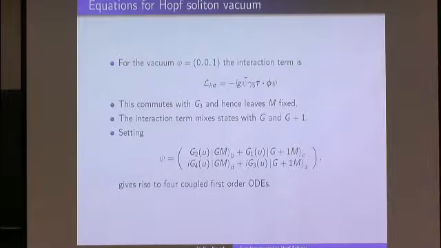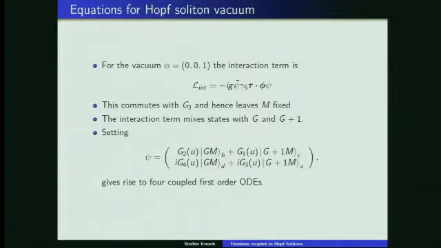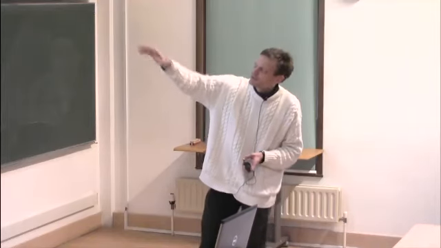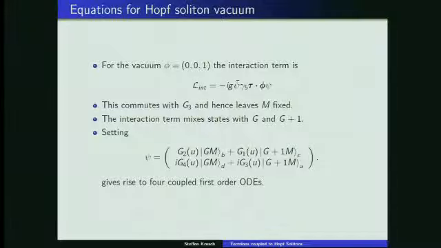Can I save anything? Well, when I do the interaction term for the vacuum, G3 should have an operator on it, so the third component of the angular momentum still commutes with the interaction Lagrangian, which means that I can fix the third component of the angular momentum, and this gives me a way of playing around with it. The interaction term mixes up G, but it doesn't mix them up very badly. It just mixes G with G plus 1, and it turns out that it's similar. You can make a similar ansatz and still give rise to four coupled ODEs.